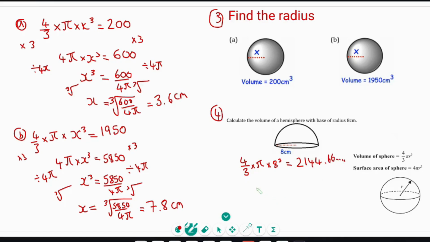2144.66. I'm going to divide all of that by 2 because a hemisphere is half of a sphere. 1072.3.